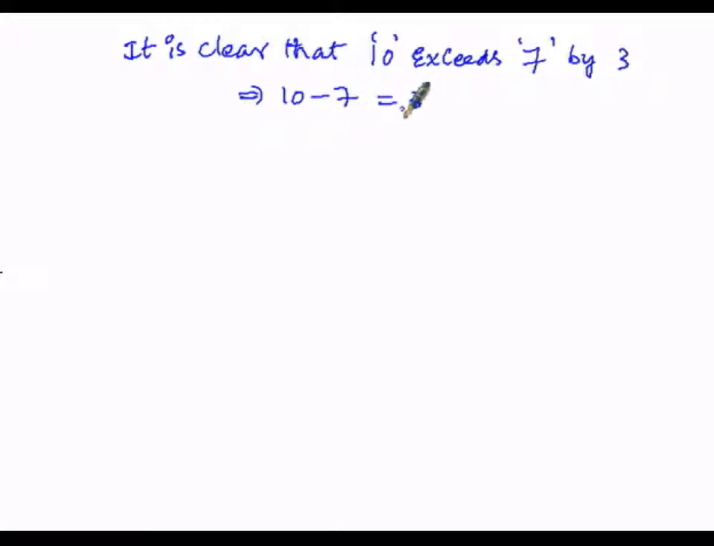But we already assumed 10 as the expression number 1 and 7 as the expression number 2. That means 10 minus 7 equals 3. So here 3 is the number by which 10 is exceeding 7. Therefore 10 is the expression number 1 and 7 is the expression number 2. To get the result, we have to subtract the second expression from the first expression.